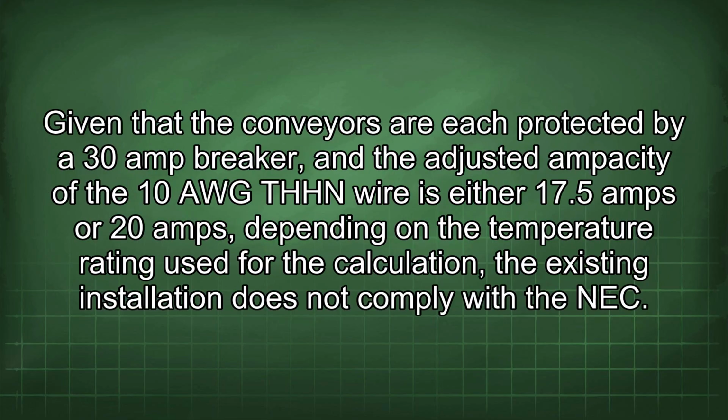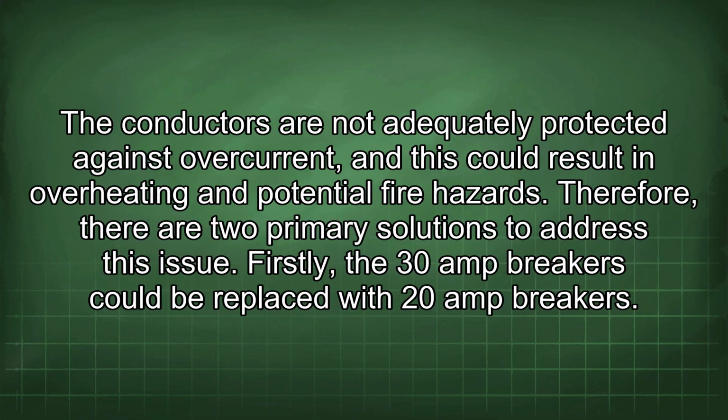Given that the conveyors are each protected by a 30 amp breaker, and the adjusted ampacity of the 10 AWG THHN wire is either 17.5 amps or 20 amps, depending on the temperature rating used for the calculation, the existing installation does not comply with the NEC. The conductors are not adequately protected against overcurrent, and this could result in overheating and potential fire hazards.